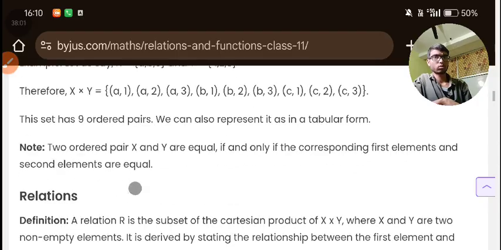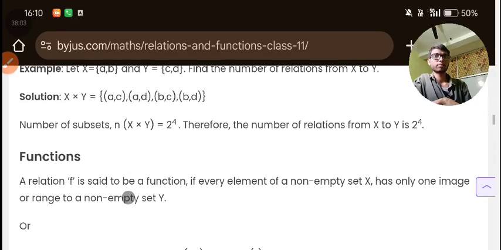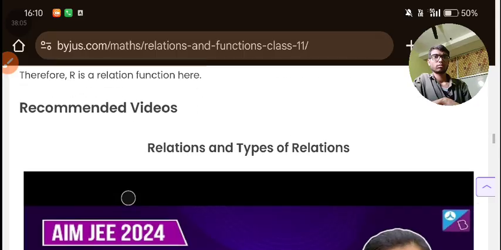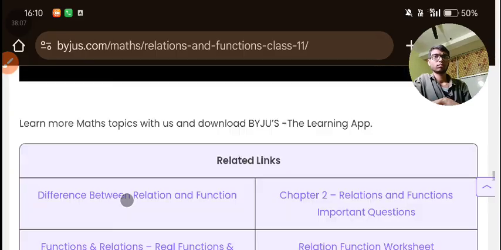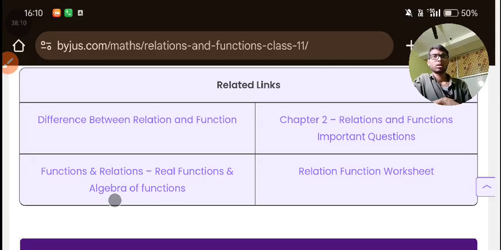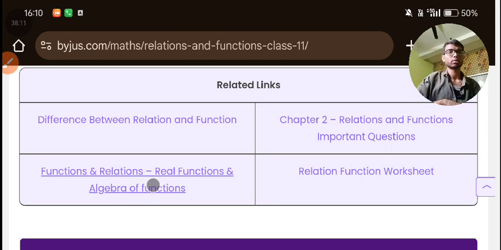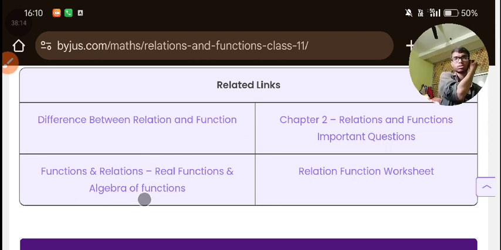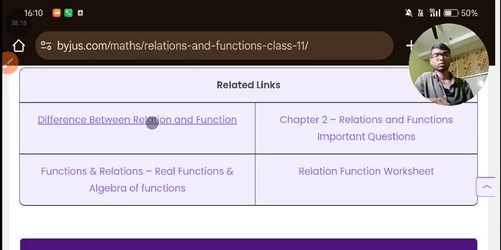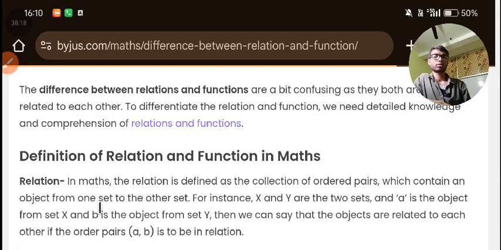Let's explore more about this. Difference between relation and function. Let's see. Relation and function.